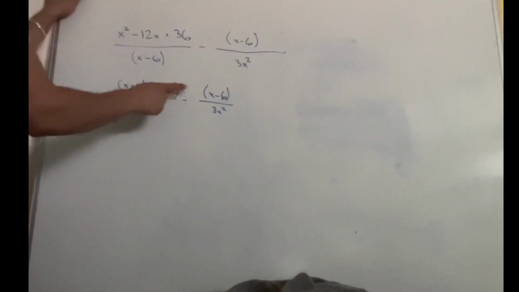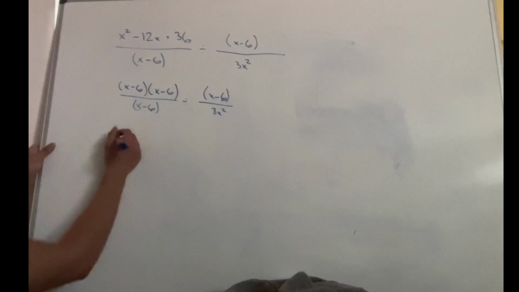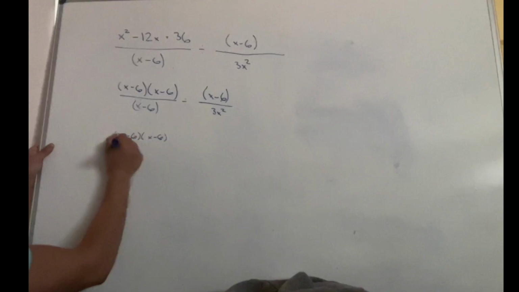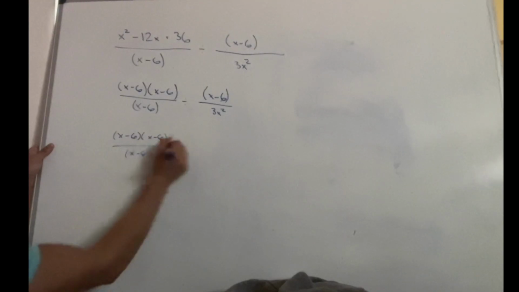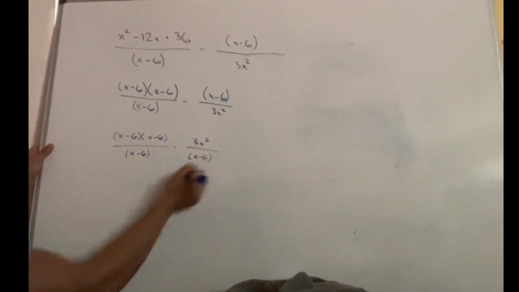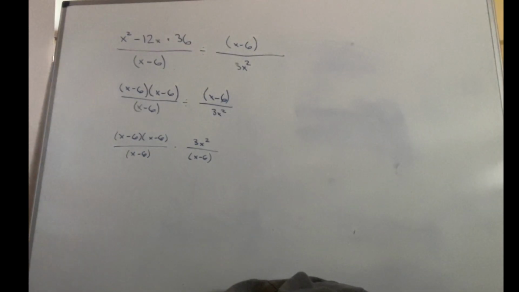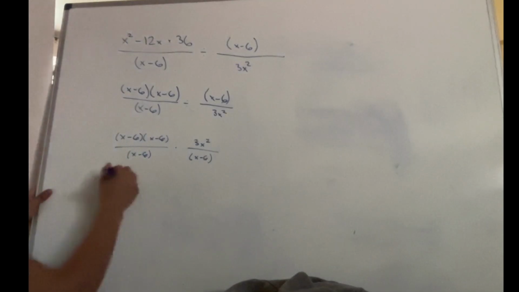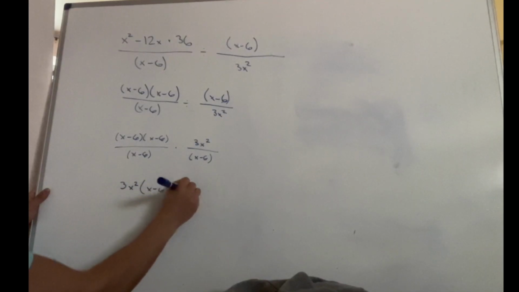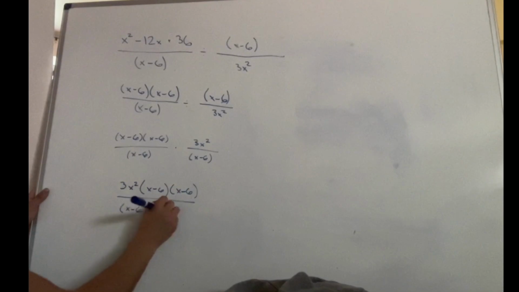So when dividing with fractions, you multiply by the reciprocal, or you just flip it. So we could rewrite this as x minus 6 over x minus 6 times 3x squared over x minus 6. Alright, now when multiplying, you just slam them together. So now you can rewrite this as 3x squared times x minus 6 times x minus 6 over x minus 6 times x minus 6.